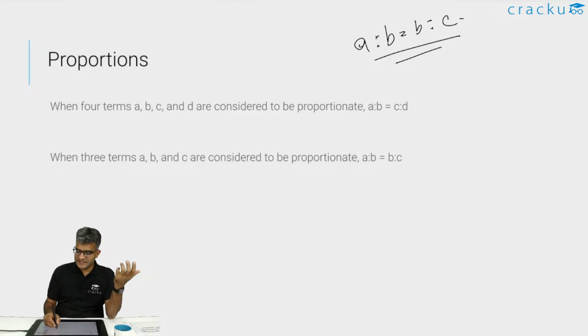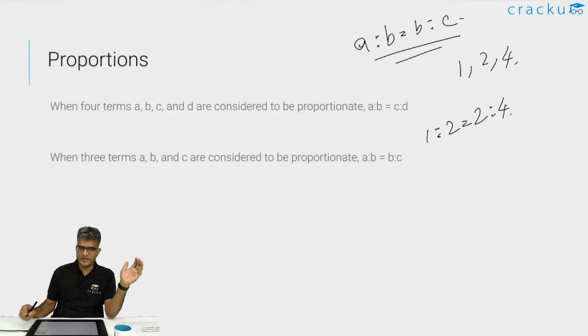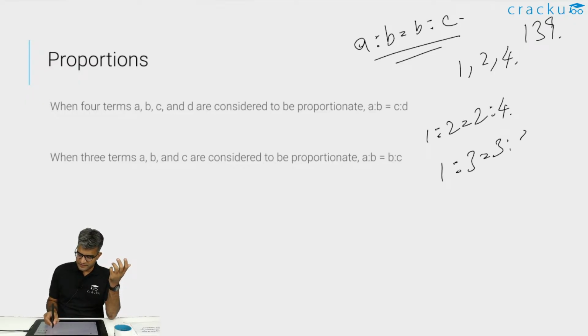One example for that is 1, 2 and 4. 1:2 is equal to 2:4. So we can say that these 3 terms 1, 2 and 4 are proportionate. Another example is say 1, 3, 9, where we are saying 1:3 is equal to 3:9.